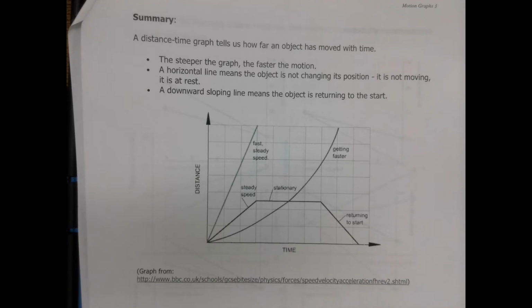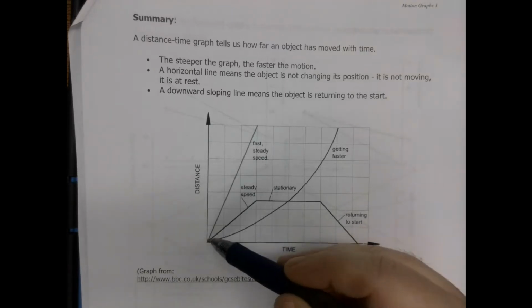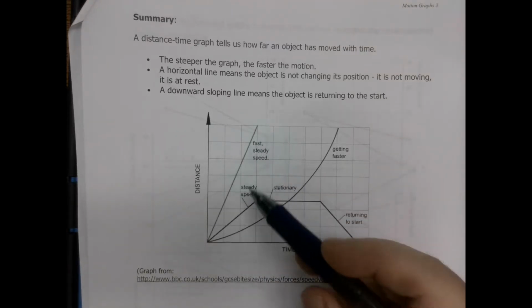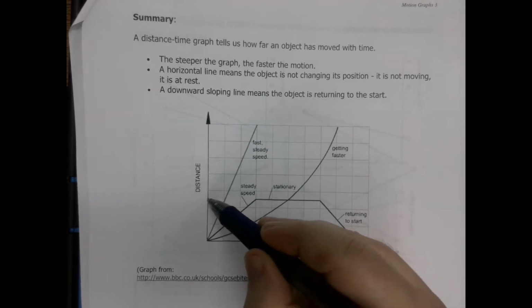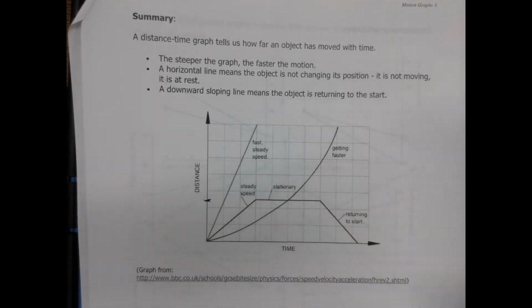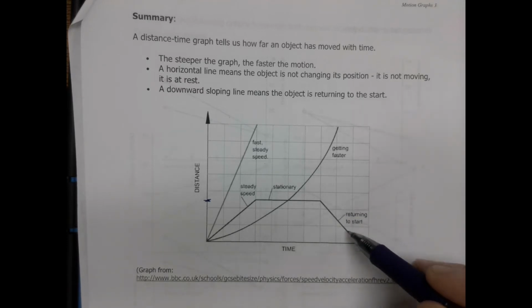So a distance time graph tells us how far an object has moved with time. The steeper the graph, the faster the motion. A horizontal line means that it's not changing its position, it's staying the same distance away. It is, in other words, at rest. A downward sloping line means that the object is moving toward the starting location. Here we see a very steep line. It means it's moving fast. Here a normal line, still moving at speed. Here it's staying at the exact same spot, the same distance away from the starting location. Here it's moving back toward the start.